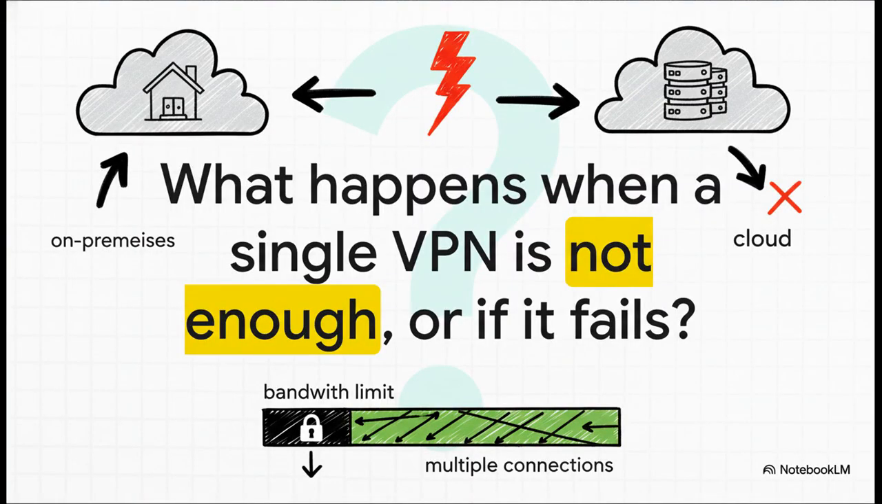You know, this is such a classic scaling problem. A single VPN connection has a hard cap on bandwidth, but way more importantly, it's a single point of failure. If that one connection drops, your entire link between your data center and the cloud is just gone. And that's not a risk most businesses are willing to take.